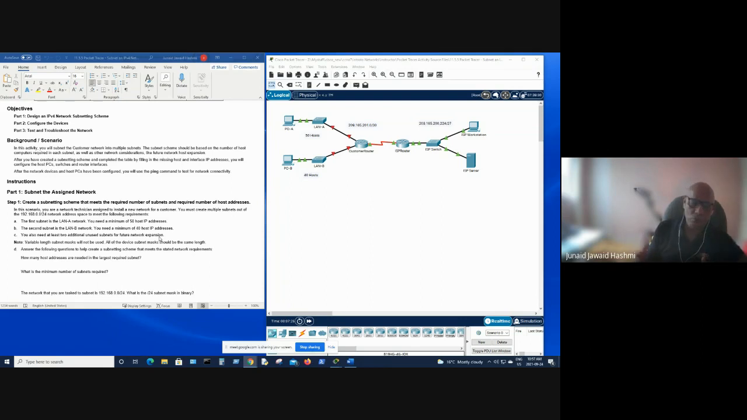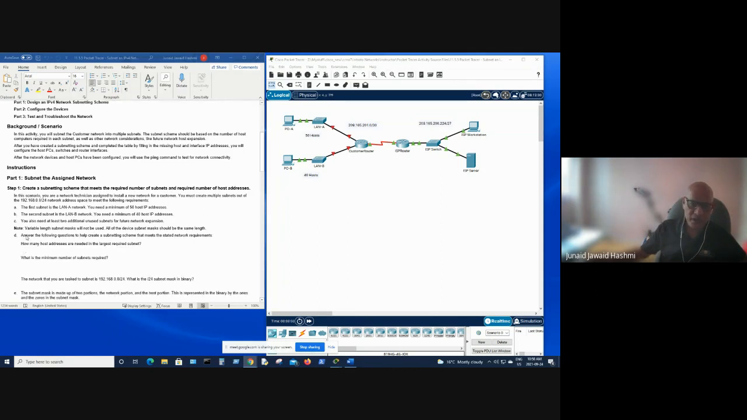You don't know if your network is going to expand or not. Most probably it will. So whenever you come up with your subnetting scheme, you create additional subnets in case your network grows. Because if you don't do that and your network grows, you have to reconfigure your whole network, which is a lot more work. So always anticipate future growth and create additional subnets. Okay.